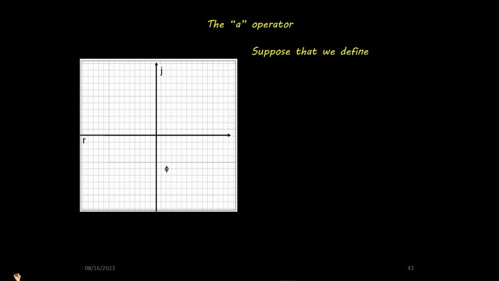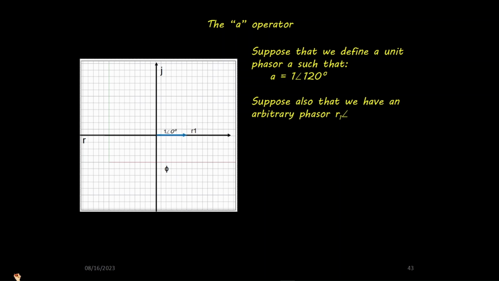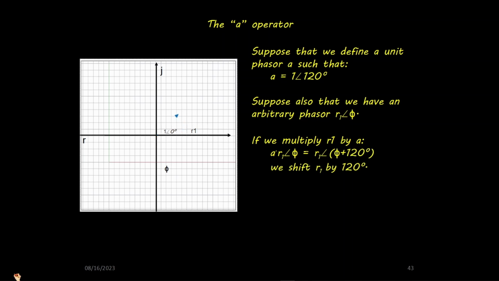Suppose that we define a unit phasor A such that A equals 1 at 120 degrees. Suppose also that we have an arbitrary phasor R1 at angle phi degrees. If we multiply R1 by A, A times R1 at angle phi equals R1 at angle phi plus 120 degrees. This shifts R1 by 120 degrees.